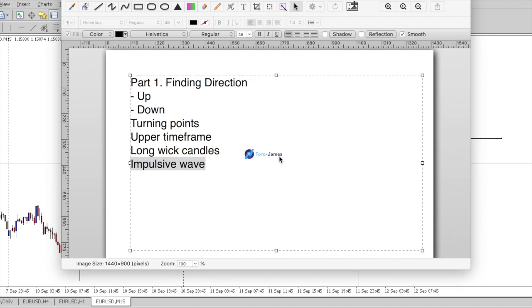I've made a summary on price action trading and I've broken it up into 5 parts. I've simplified them into materials so that anyone will be able to trade with price action. So welcome to part 1, which is on finding direction of the markets.